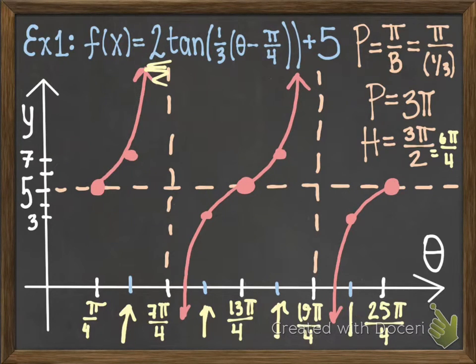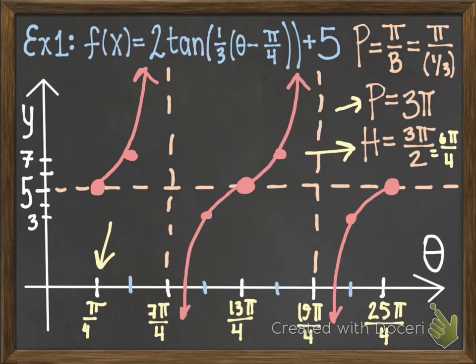All right, next. The other thing I have to consider is my b value. And the b value is 1/3. 1/3 will give us a horizontal stretch by a factor of 3. When I divide by 1/3, I'm actually multiplying by 3, and that's how I got that the period was equal to 3 pi. From there, we found a half period, which is 3 pi over 2, and then I made it 6 pi over 4, so I'd have a common denominator.